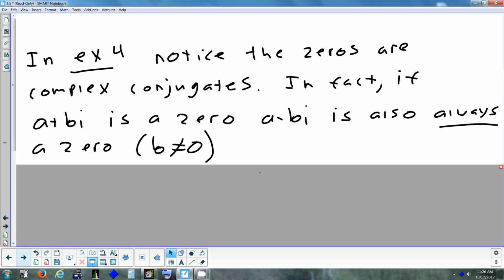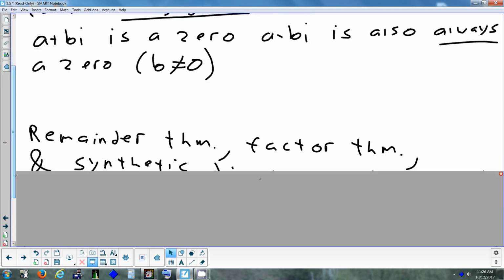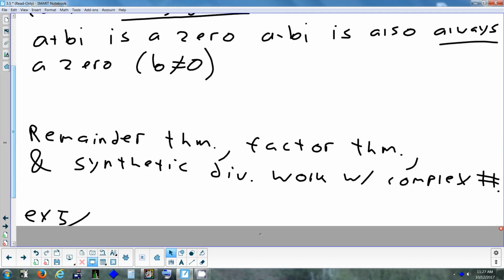So based on that idea, if you were solving a problem, could you ever get an odd amount of imaginary answers? Nick? No. Imaginary answers always occur in conjugate pairs. So if you've got 3, then you got another one, you got 4. Okay, you can't have 3, you have to have 4. Okay, so everything we did yesterday still works. Remainder theorem, factor theorem, synthetic division.